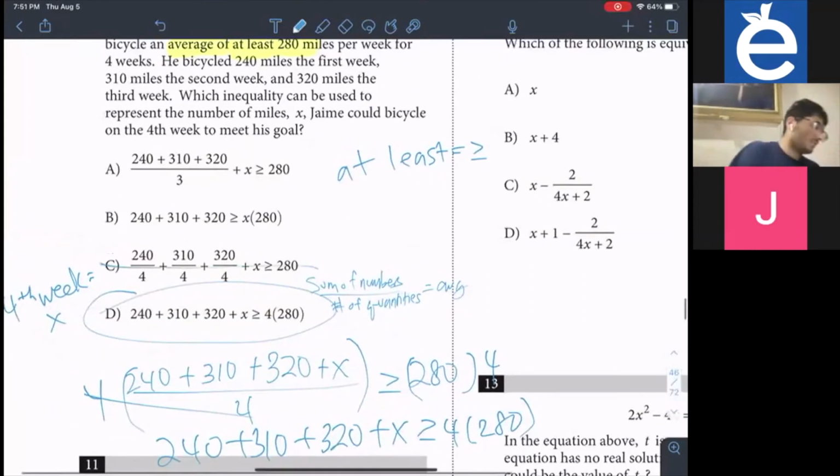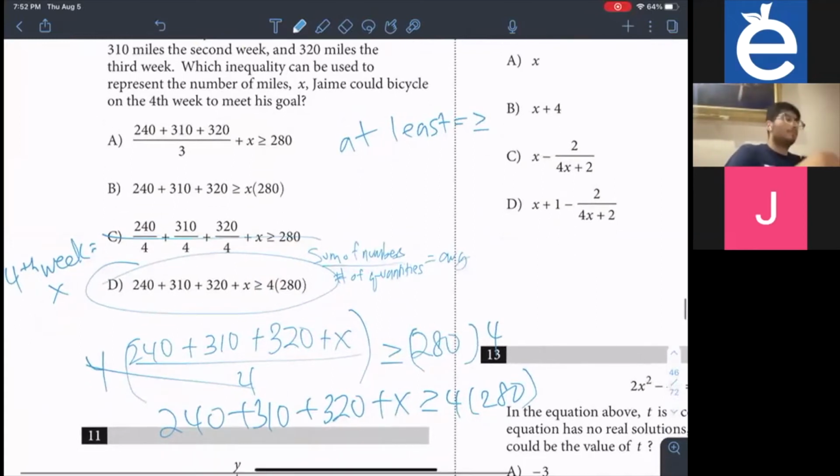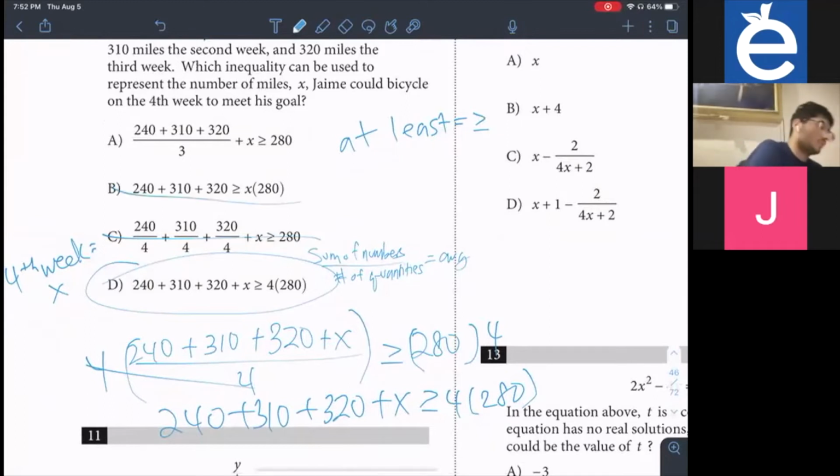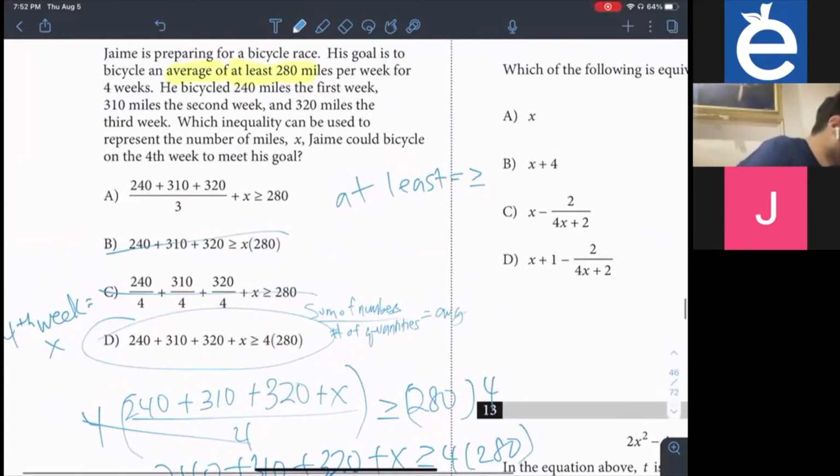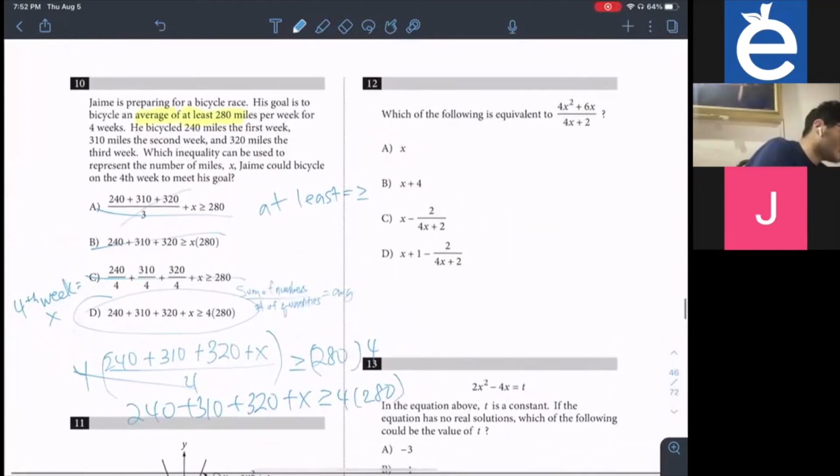We know C isn't our answer because then you're just dividing three of the quantities by 4, but not the fourth one. And that does not make sense because you have to divide everything by 4. And for B, B doesn't make sense because x is not on the bottom. So if you multiply by x, x has to be on the bottom, so you can get rid of the x. So this doesn't work either. And for choice A, it only divides the first 2 quantities by 3 and does not divide the fourth one. And so that doesn't make sense either because you have to take the average of all 4 weeks. So choice D is our answer for question 10.